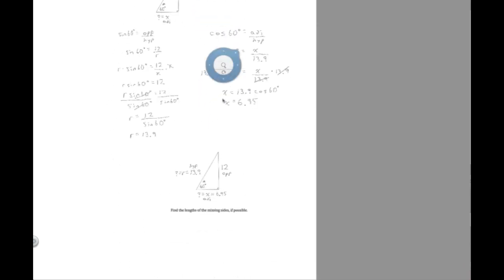You could also have solved the problem by using the tangent of 60. If you want an exercise or more practice, you can try to duplicate some of these results using tangent. So this is a good solution, but it's not the only way to solve the problem.